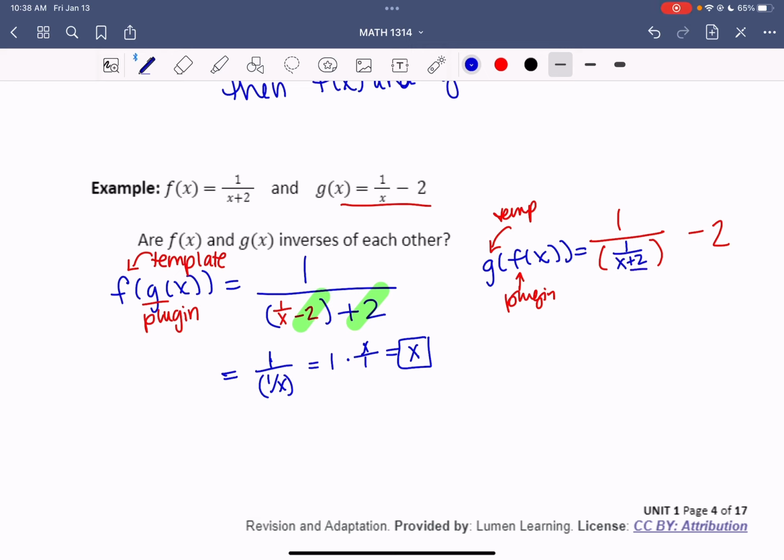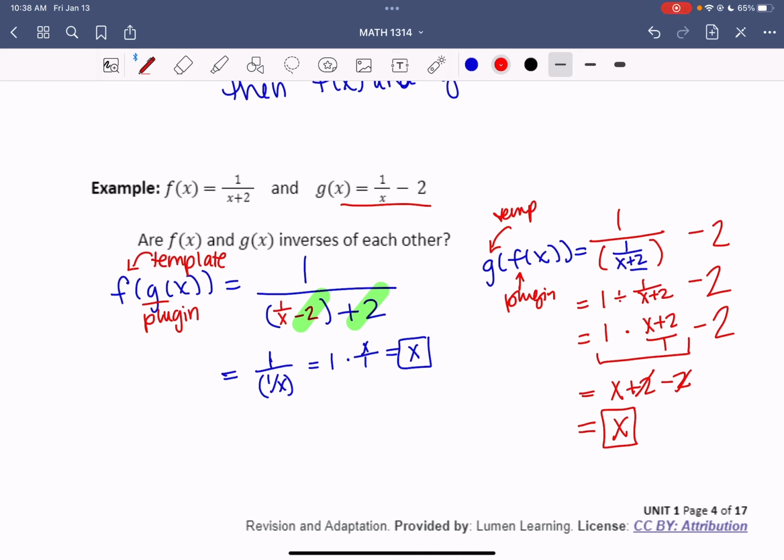Now with this one, you can't just mark out those 2's because those are tiny little 2. So the first thing you have to do is you have to set up this division. So that's going to be 1 divided by 1 over x plus 2 minus big 2. So I'm going to say keep change flip whenever you are dividing fractions. You keep the first fraction, change it to multiplication, and flip the second, minus big 2. So this grouping here just gives me x plus 2 minus 2. So now I can cancel those 2's and it gives me an x.